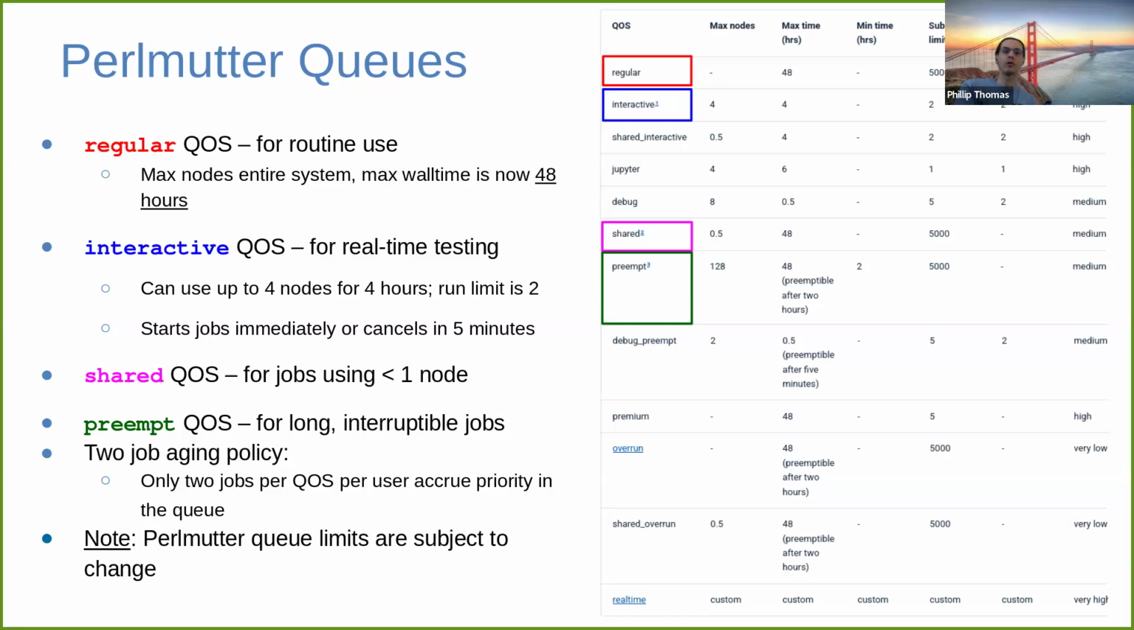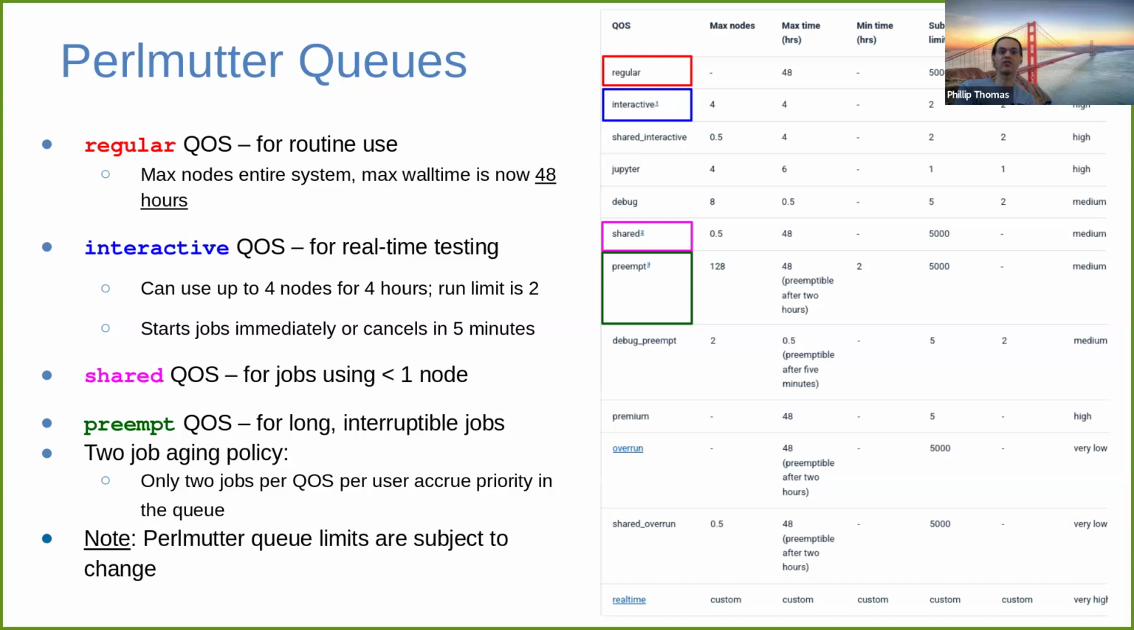But if you run in the shared QoS, you could use 1 or 2 cores for a CPU job, for instance, or a single GPU out of the 4 GPUs for a GPU job, and then you can only be charged for the fraction of the resources that you're actually using. So if you have many small jobs, then this is an option for you.